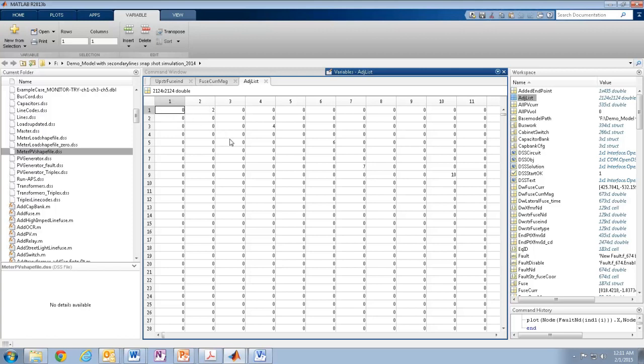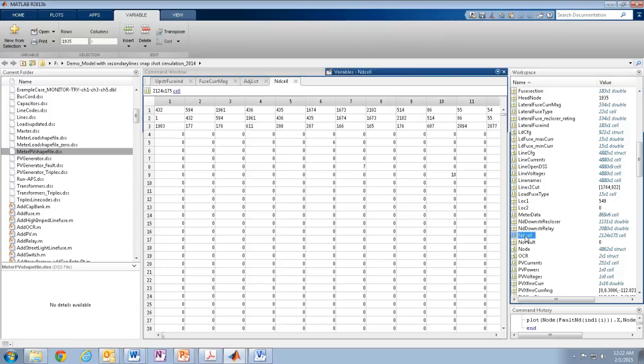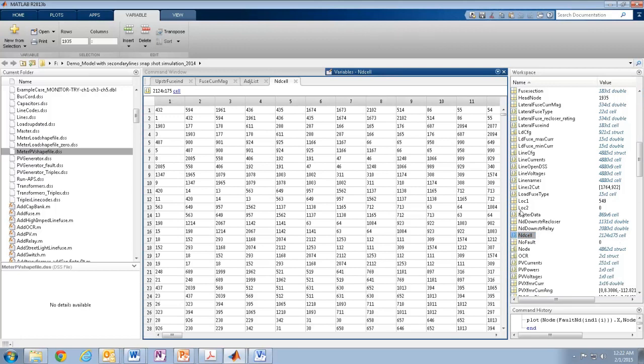Similarly, if you look at this row here, node 8 is connected to 7, and this entry here represents that node 8 is the one which is upstream, and we just put the node number here. Same thing everywhere else. So that is the adjacency matrix for this larger feeder, and then we can take a look at the node cell, which is right here. It is a 2124 by 175 cell.